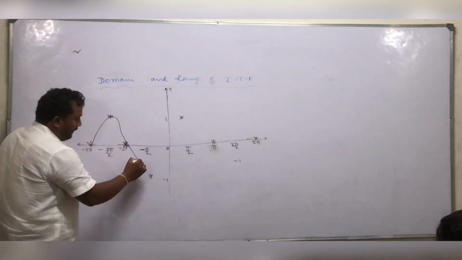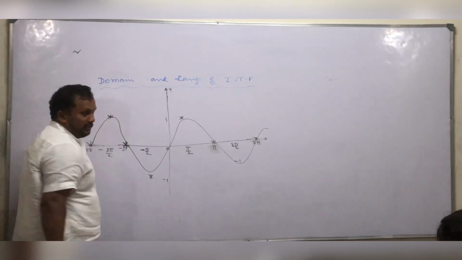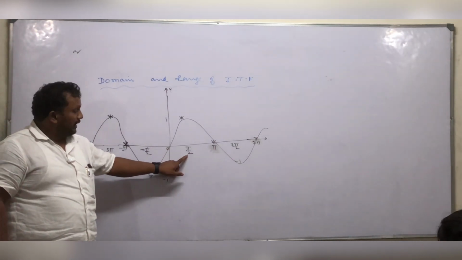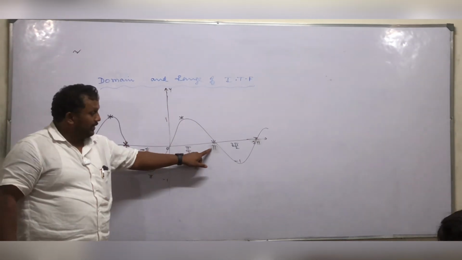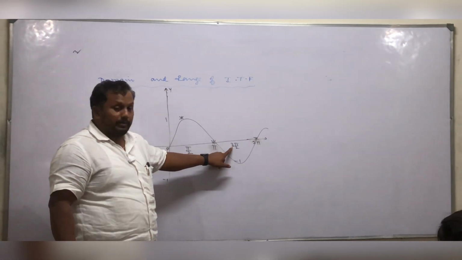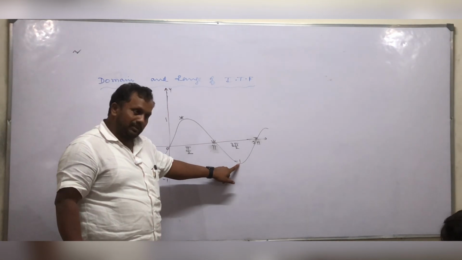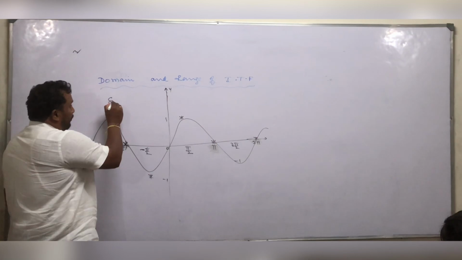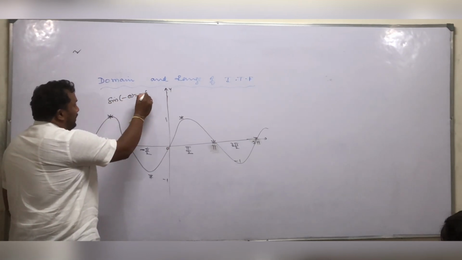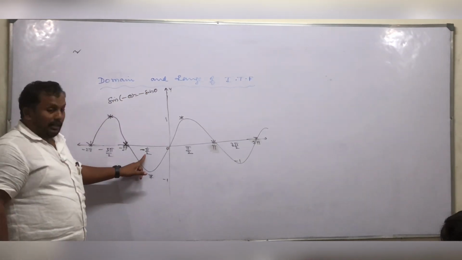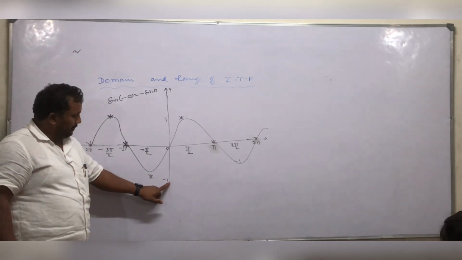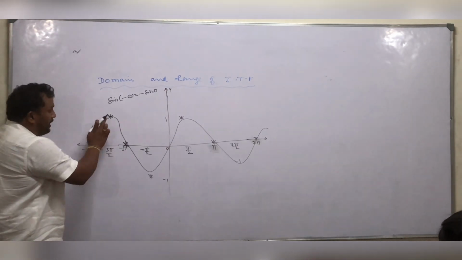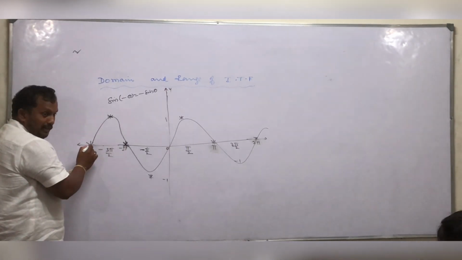Now verify with the graph sheet. Sine 0 degrees value is 0, sine 90 degrees value is 1, sine 180 value is 0, 3 pi by 2 which is 270 degrees value is minus 1, sine 360 degrees value is 0. Sine of minus theta value is minus sine theta, sine of minus pi by 2 value is minus 1, sine 180 value is 0. Sine 3 pi by 2 is minus of minus, plus 1. Sine 360 degrees value is 0.